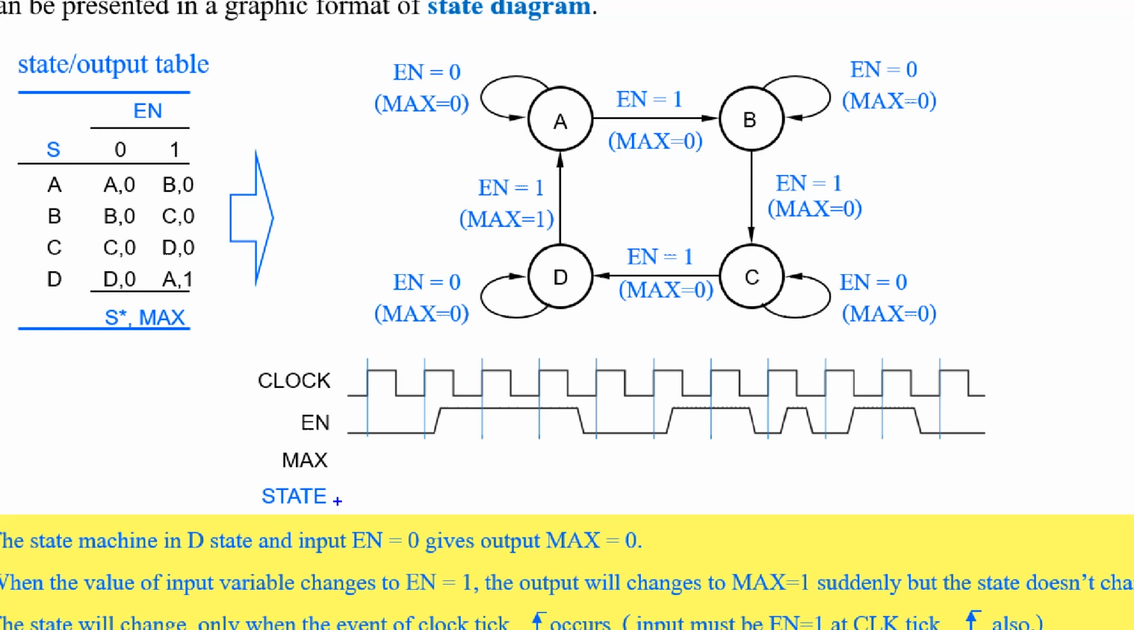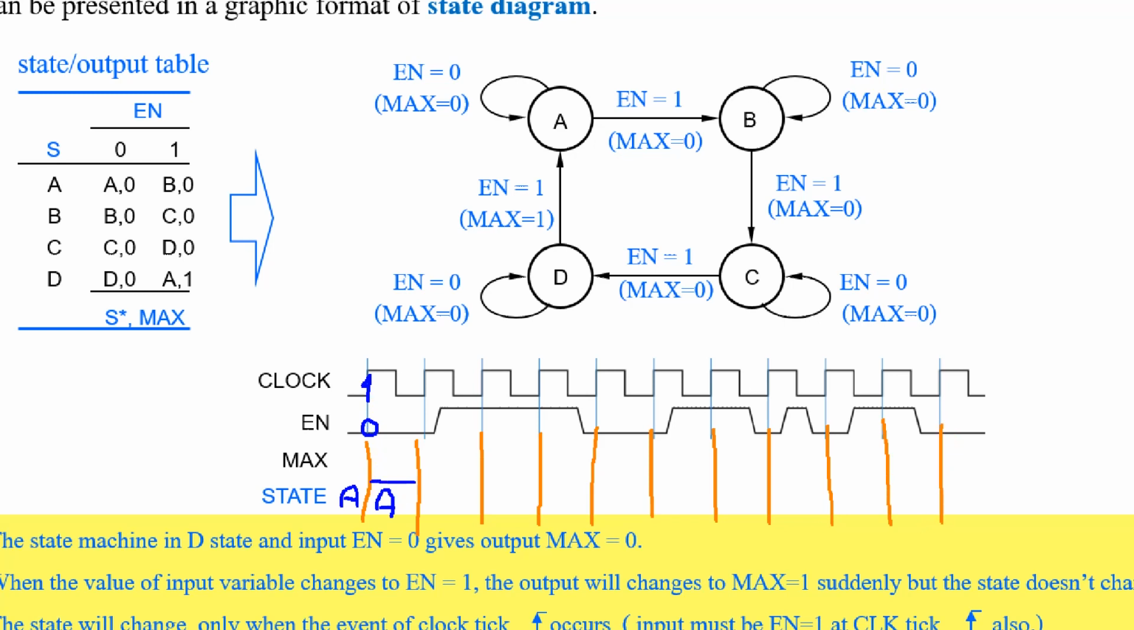So for example, let's start from state A. When clock ticks, en is 0, right? Then it is still state A, okay? Let's write this one. This is the positive edge of clock, right? Okay. Now when clock ticks into state A and continues state A until the next clock tick. This clock tick is 0, right? So it's still state A until the next clock tick.